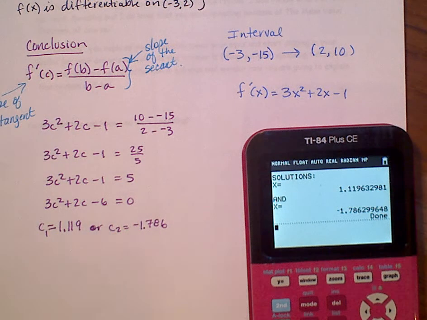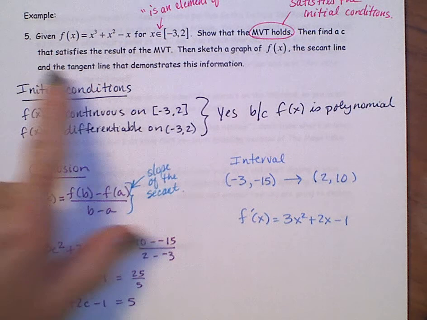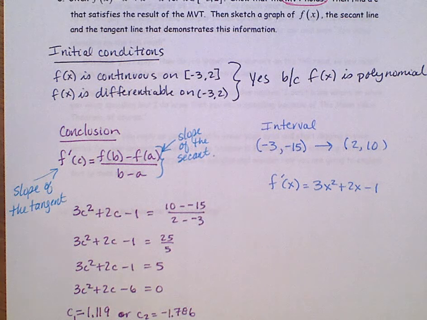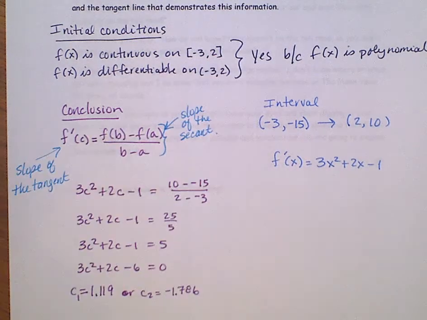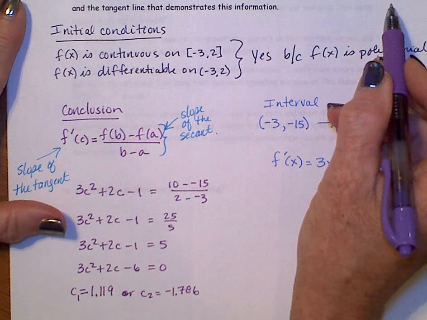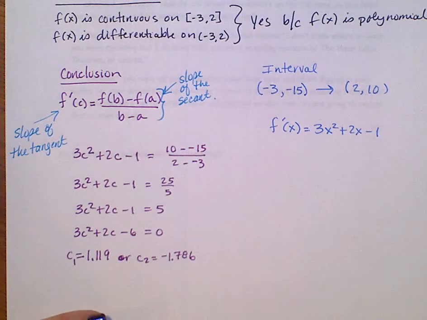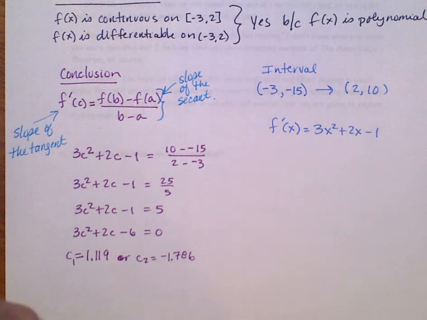All right. So when we look back at the directions here, find a C that satisfies the result of the mean value theorem. There are 2 of them right here, 1.119 or -1.786. Second part here is to sketch a graph of f of x, the secant line, the tangent line that demonstrates this information. So let's just jot this information down first to make sure that we have it. We know the function all the way up at the top. We need to find the secant line.